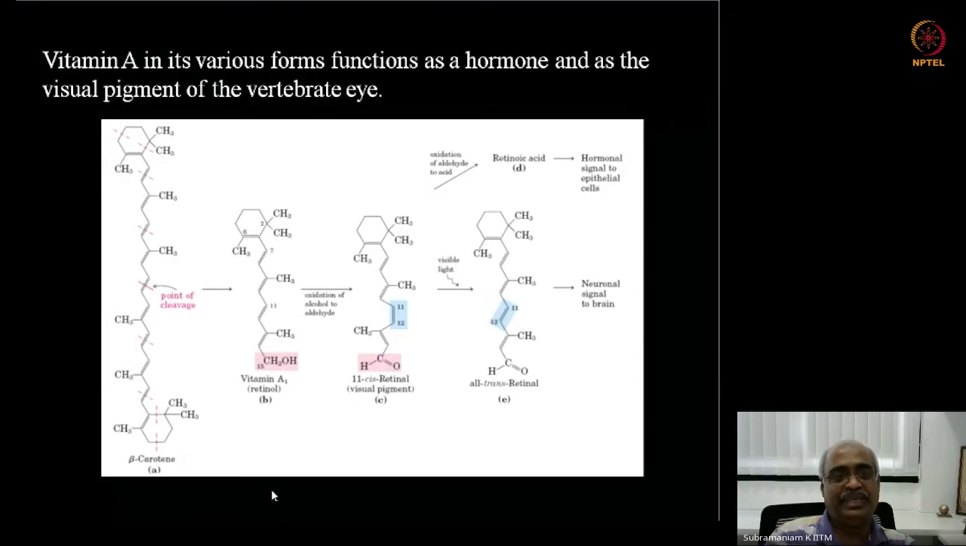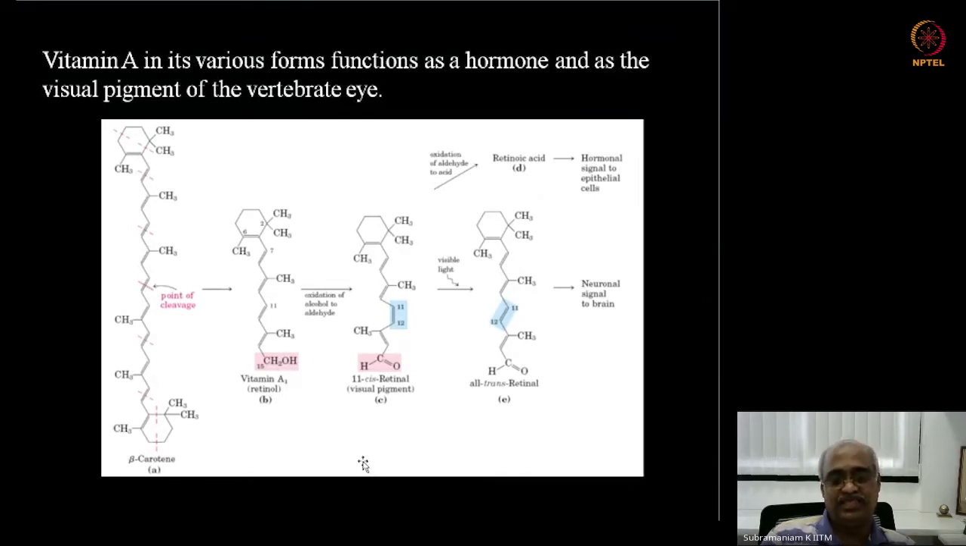And next is vitamin A. So vitamin A does a couple of things. One, it actually functions in acid form, retinoic acid, as a regulator of gene expression. It is a hormone. So as a hormone, it signals cells by controlling gene expression. It binds to a transcription factor, and those transcription factors bind to specific DNA sequences called retinoic acid response elements and activate gene expression.